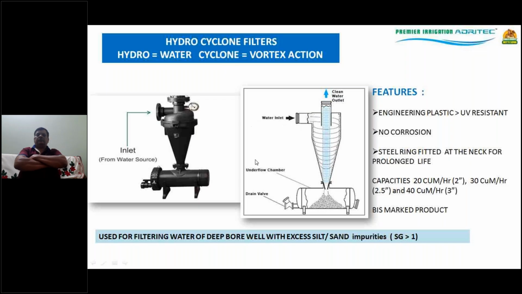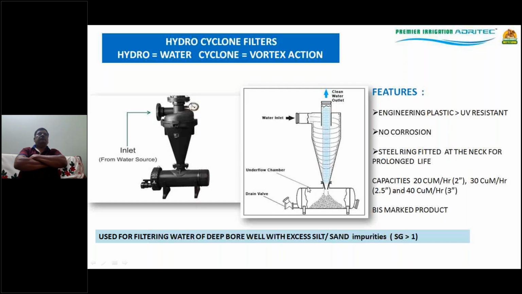This is also a pre-filter. The water from the borewell is directly entering and it is made to go in the form of a spiral. It's like a wash basin effect. All the particles will get collected at the bottom and the clear water will come out. So this is actually a very useful filter, particularly in the cases of deepening of borewells.